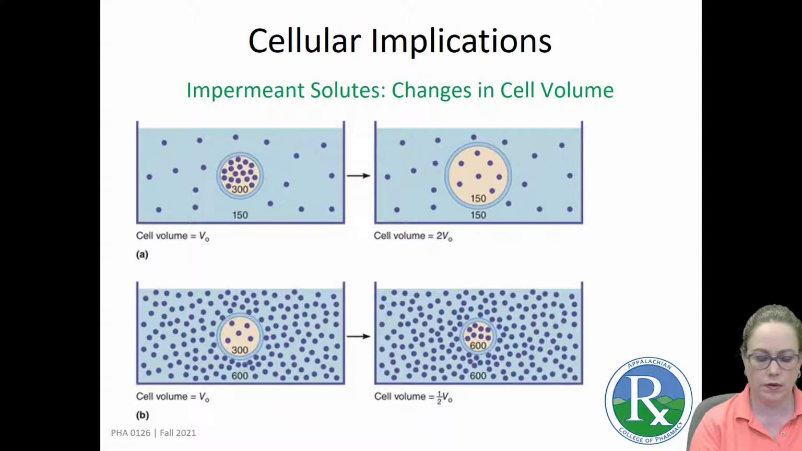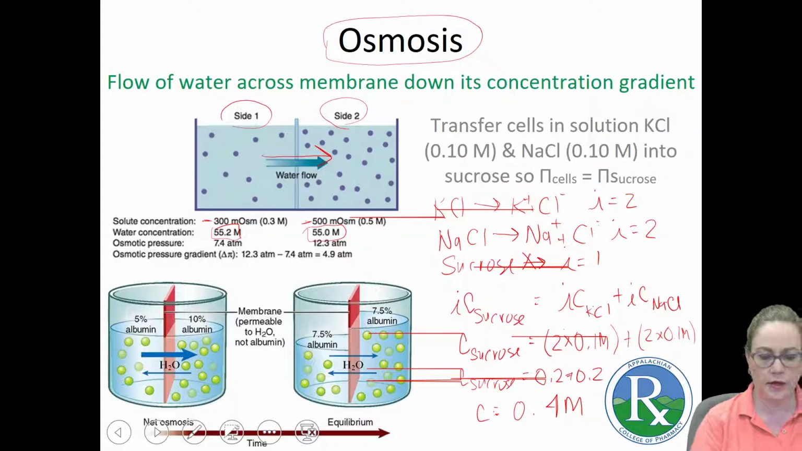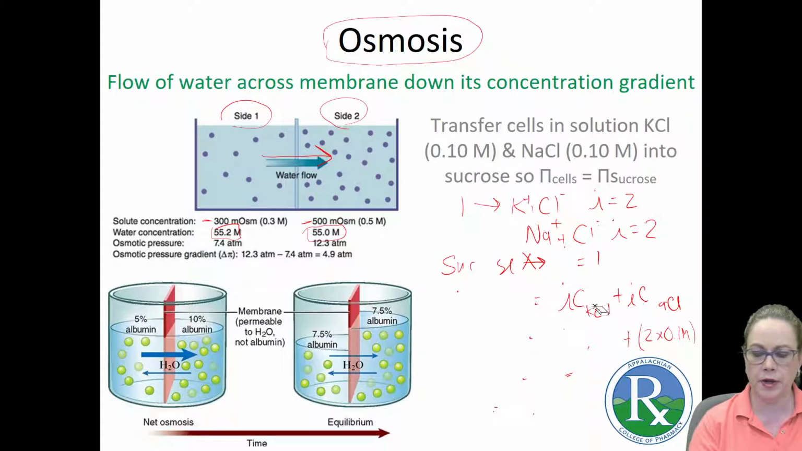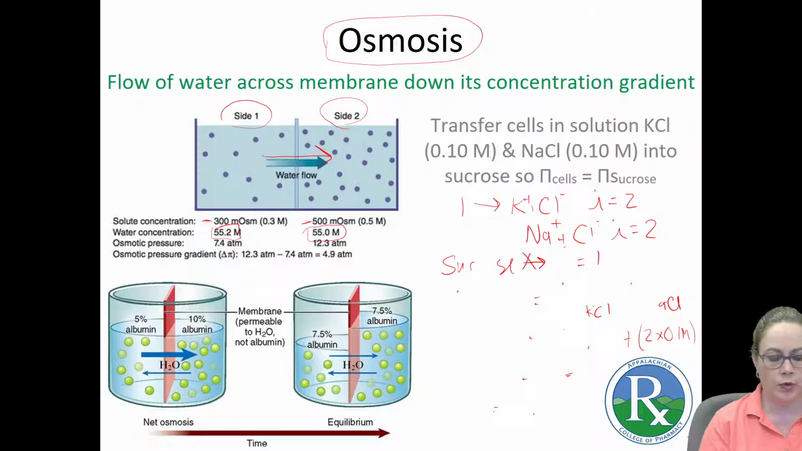Well, if I can go back, let's see if we can erase some of this writing. I want to look at the bottom panel where we're looking at albumin in the beaker. So in this case, albumin would be an impermeant solute, meaning it cannot move across the membrane.